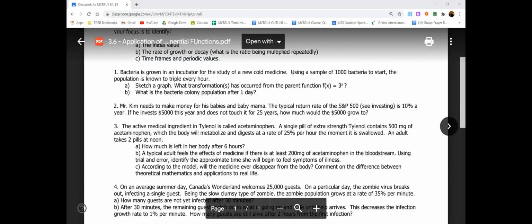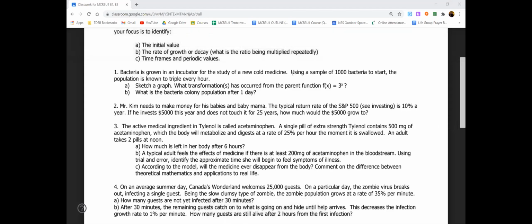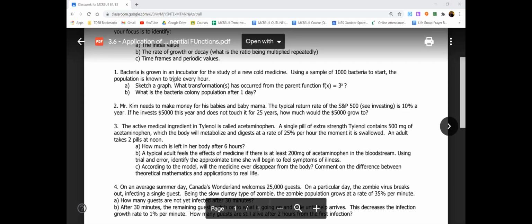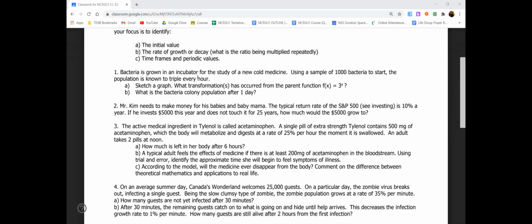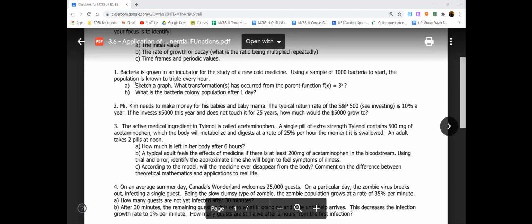But here it is. If you use a sample of 1,000 bacteria to start, the population is known to triple every hour. It says to sketch a graph, and then tell me what transformations are current for the parent function of 3^x. And then it gets you to calculate something. What's the population after 1 day? To do all of that, we're going to have to identify the A, K, so the A, the B, and all that stuff.